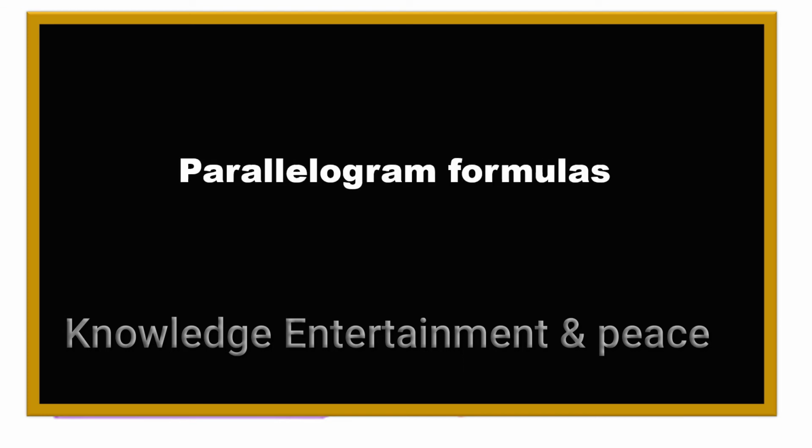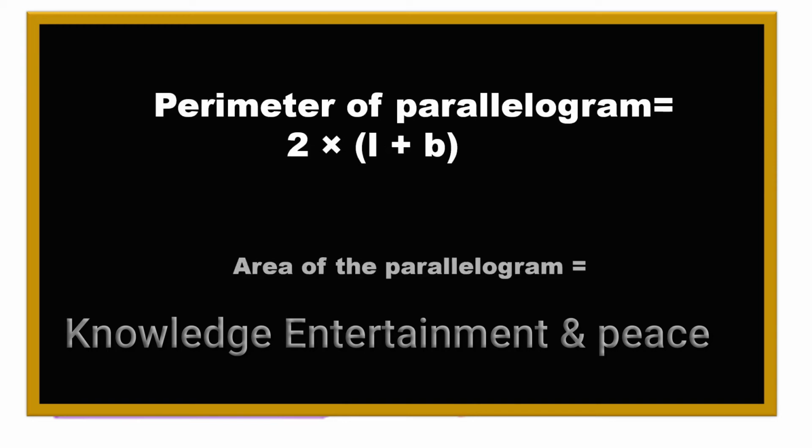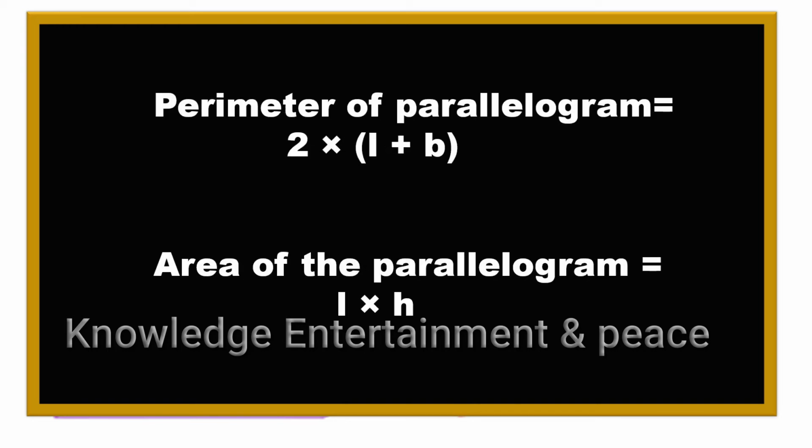The next is parallelogram formulas. If the length of a parallelogram is L, breadth is B and height is H, then the perimeter of the parallelogram is equal to 2 into (L plus B) and the area of the parallelogram is L into H.